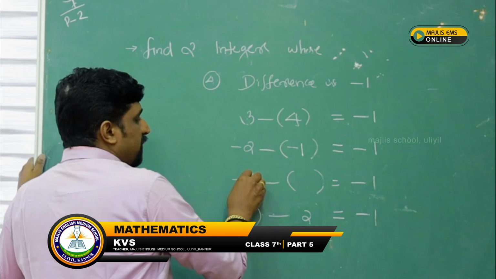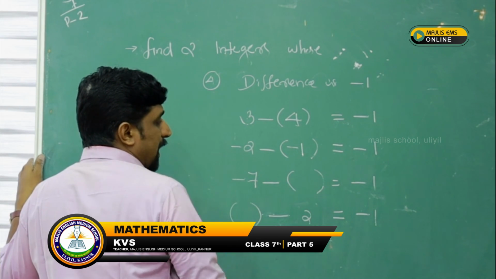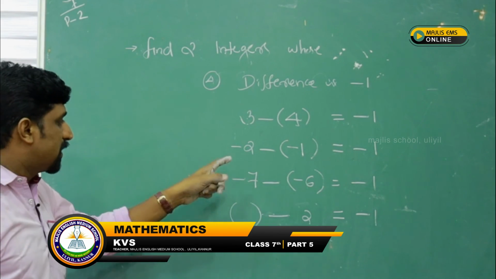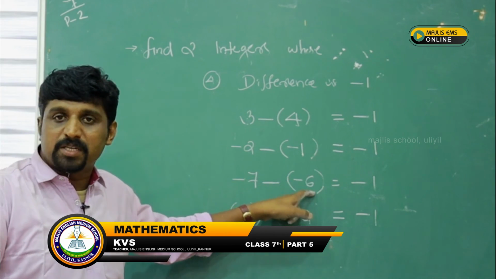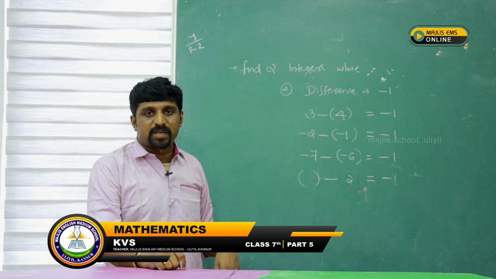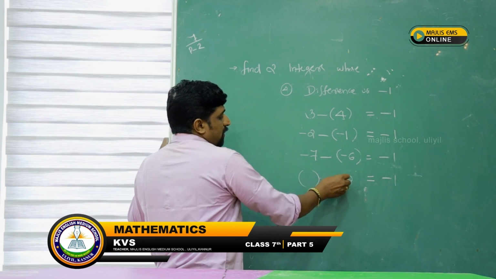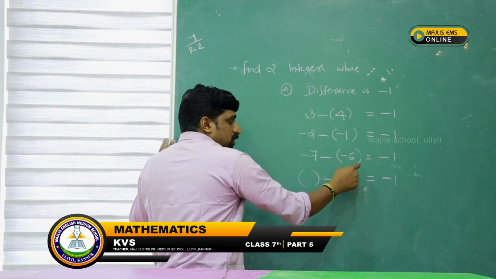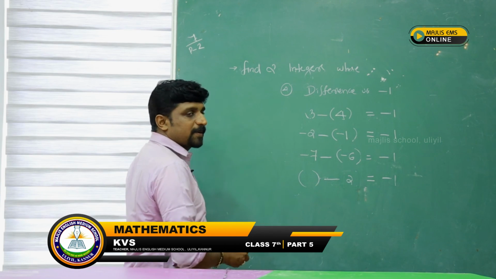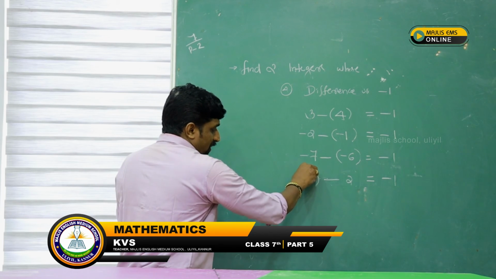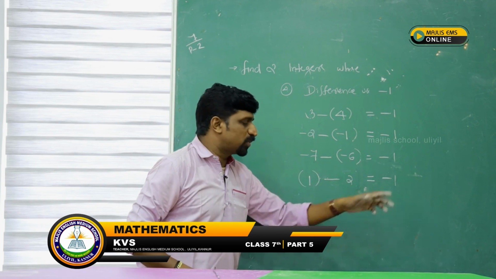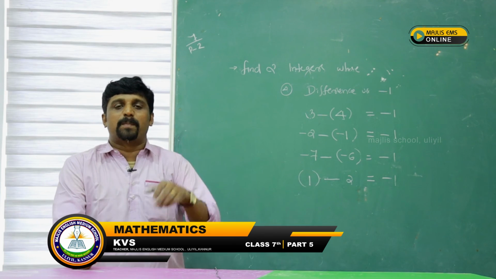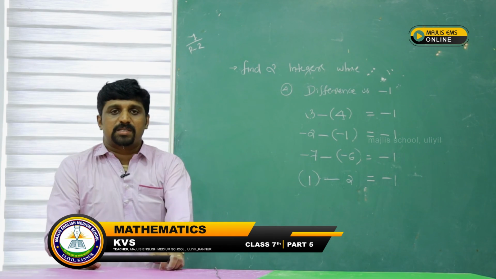Then minus 7 subtract which number? The answer we need is minus 1. I can take here minus 6, because minus 7 minus minus 6, minus minus becomes plus, that plus 6 becomes minus 1. And here also, minus 2 becomes minus 1. Which number can we take? I can take here 1 only. Therefore, 1 minus 2 is equal to minus 1. Like that you can find the pairs of numbers whose difference is minus 1.